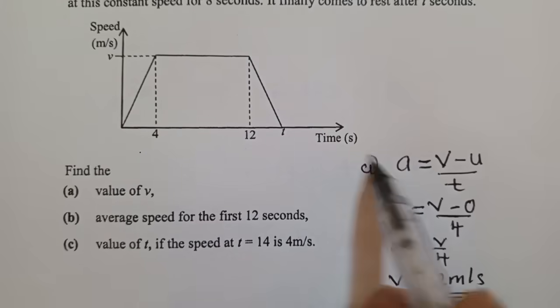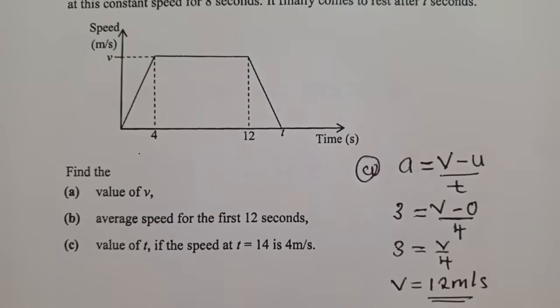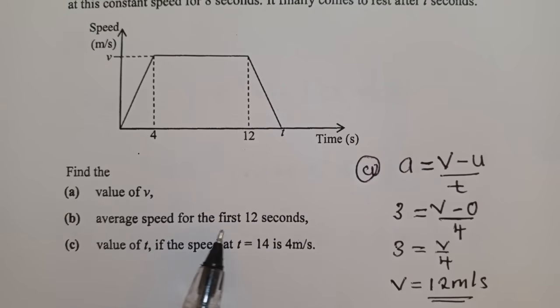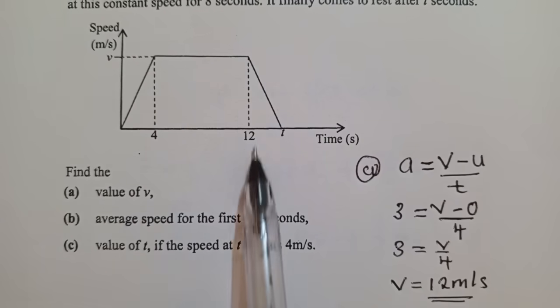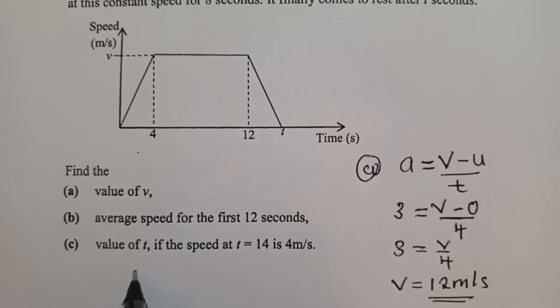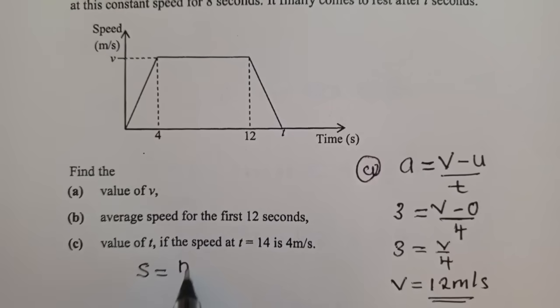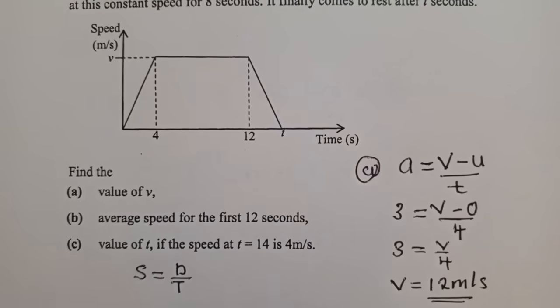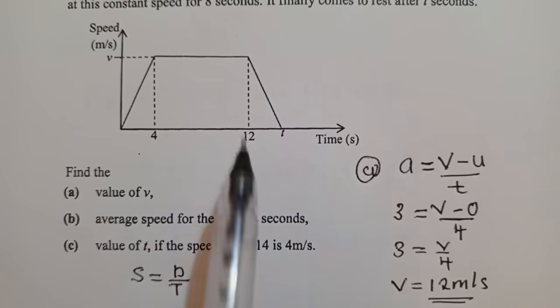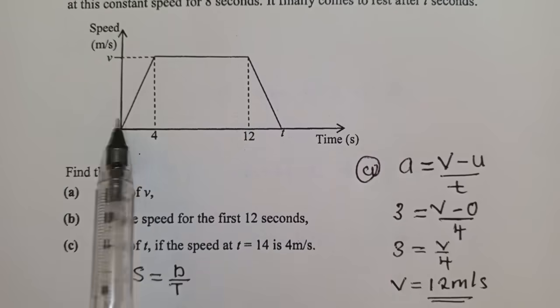This was question A. Okay, so for question B, they wanted average speed for the first 12 seconds. So for speed, we of course need the formula. Speed is equal to distance over time, right here. Okay, so now do we have distance? No, we needed to use this shape to find distance.